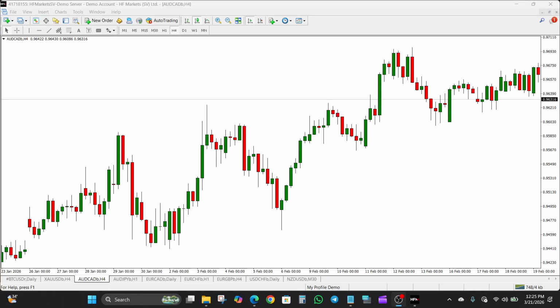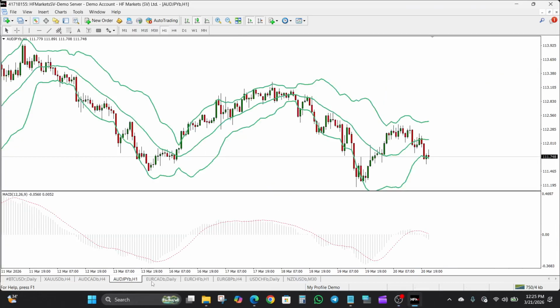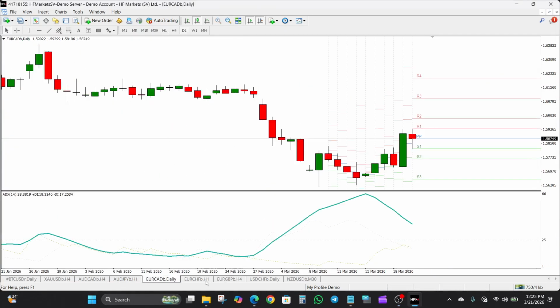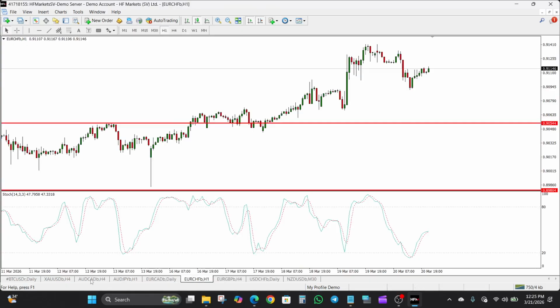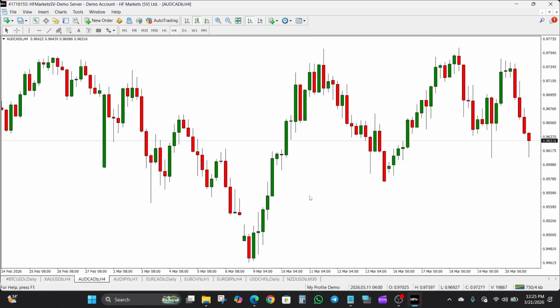All right, in Forex trading, currencies are always traded in pairs. For example, we have AUD CAD, AUD JPY, Euro CAD, Euro CHF, and so on and so forth. They're always traded in pairs, but not all pairs are the same.